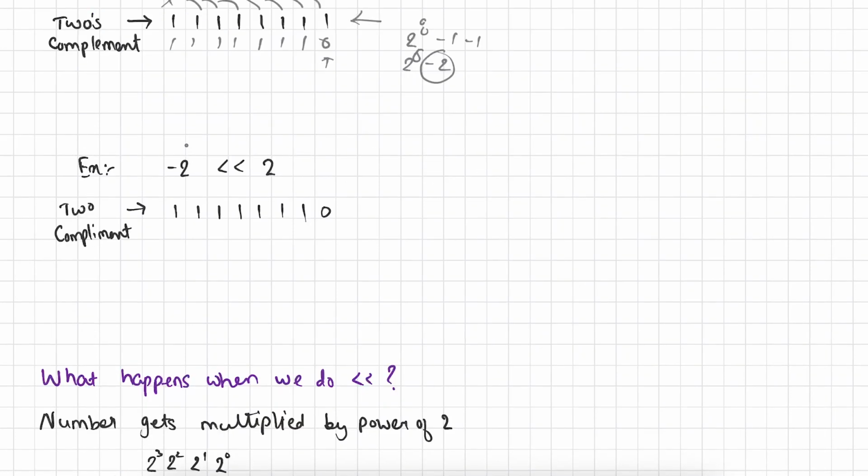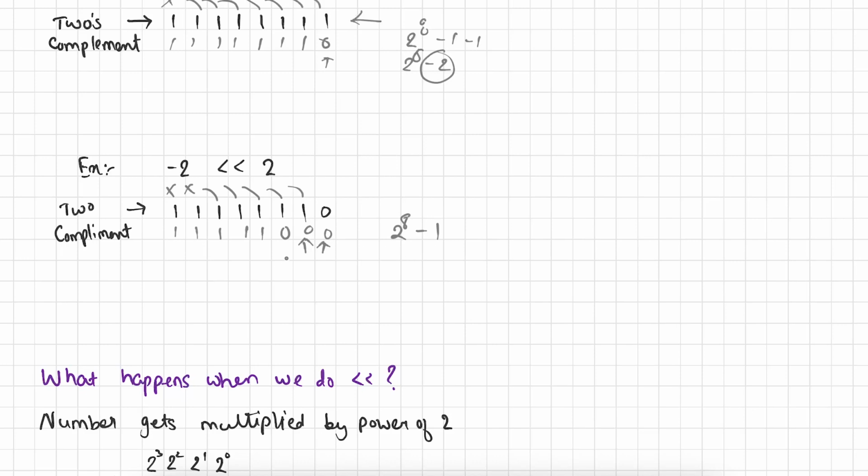Let's see another example. Let's say we want to left shift -2 by 2 positions. This is the binary representation of -2. The leftmost bit gets ignored and we shift all the bits towards the left. After shifting all the bits, it becomes 0 1 1 1 1 1, and these 2 places are filled by 0. Now which number does this binary representation represent? If all the ones are set, it represents -1.